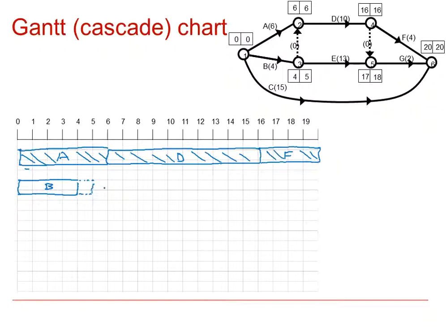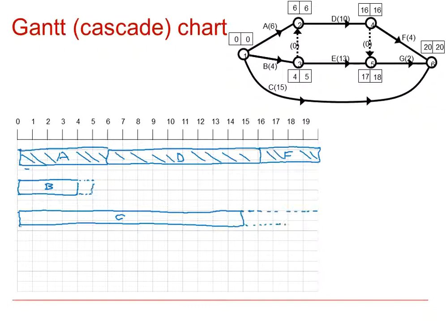C also has no precedence, so it can start at 0 and finish at 15. So starting at 0 and finishing at 15 is C. Clearly labelled. But the latest C can finish is actually 20. So it's got 5 units of float available if needed. Then we can look at E.